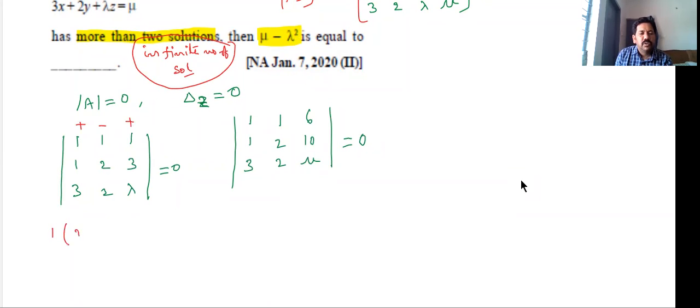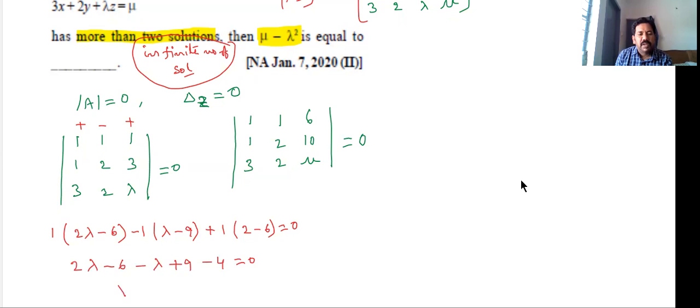Expand here, you already know the symbols: plus, minus, plus. 1 into 2 lambda minus 6, minus 1 into lambda minus 9, plus 1 into 2 minus 6, is equal to 0. Expand this: 2 lambda minus 6 minus lambda plus 9 minus 4 is equal to 0. 2 lambda minus lambda, that is lambda. Minus 6 minus 4 plus 9 is minus 1. Minus 1 send to the right hand side. Finally, lambda value is 1.